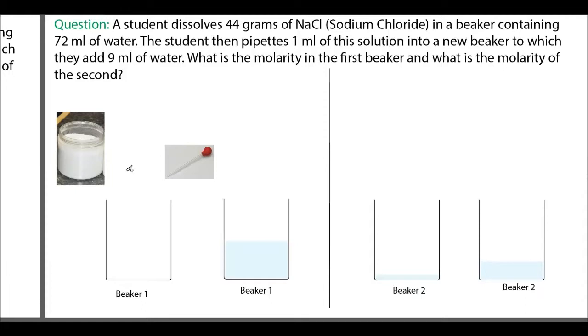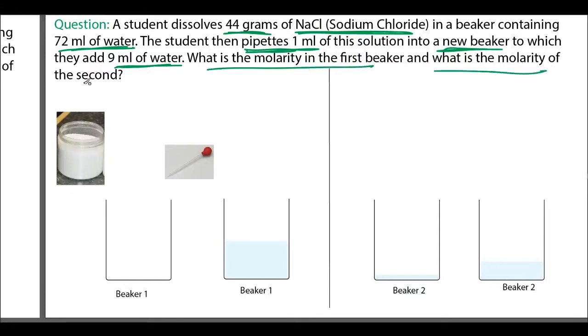So if we look at the key things within this question: a student dissolves 44 grams of this compound here, sodium chloride, that's common salt, in a beaker containing 72 milliliters of water, so that's beaker number 1. The student then pipettes or removes 1 milliliter of this solution into a new beaker, or a second beaker, to which they add 9 milliliters of water. So the question is asking what the concentration is in the first beaker and what it is in the second.